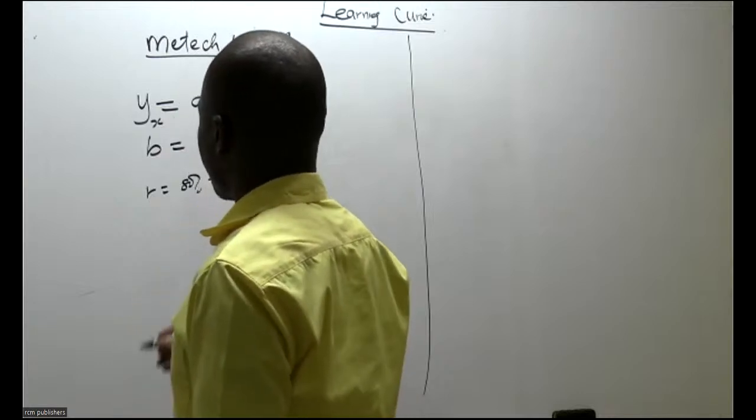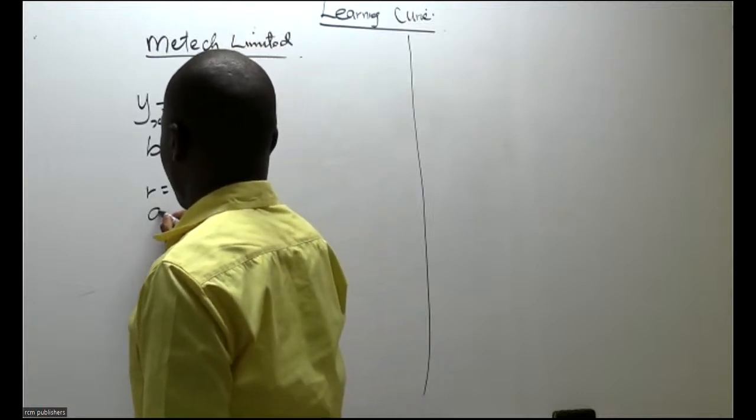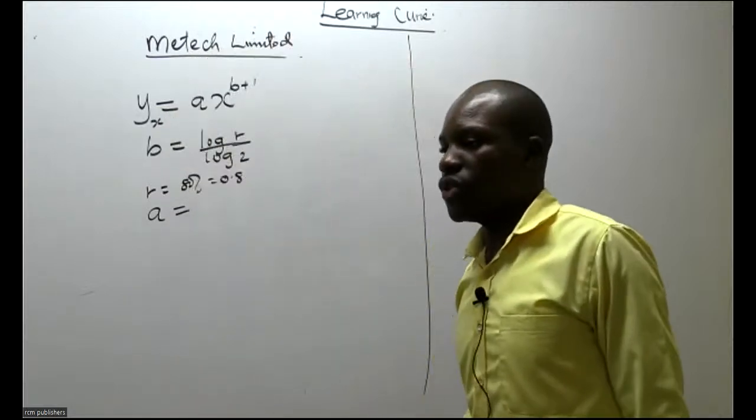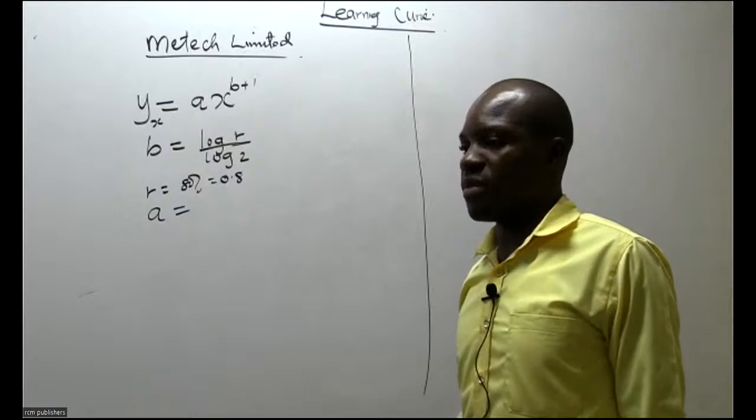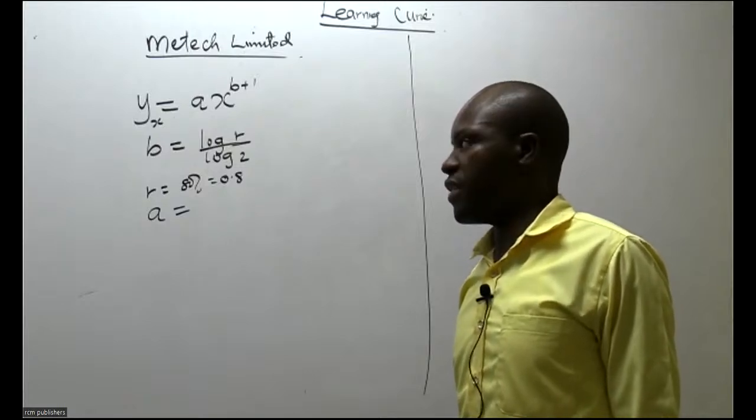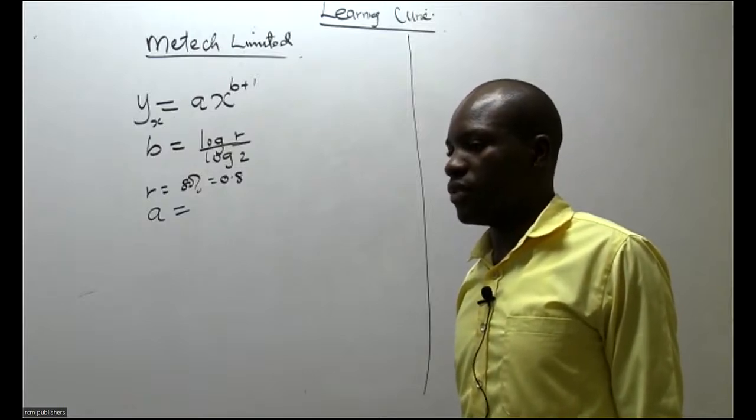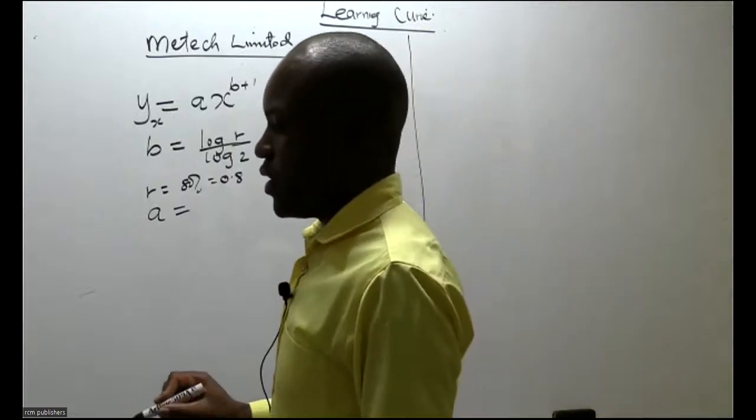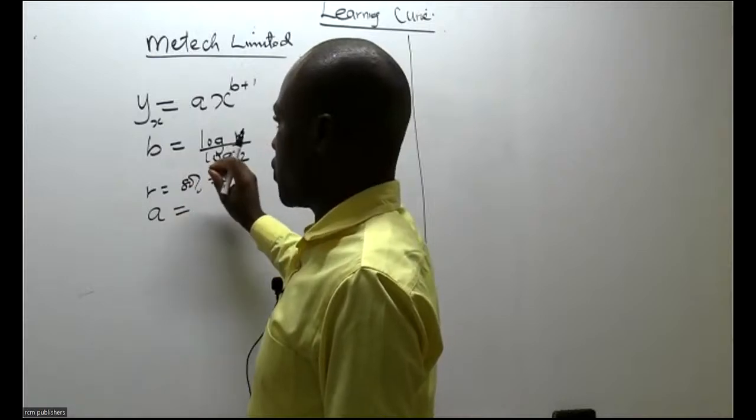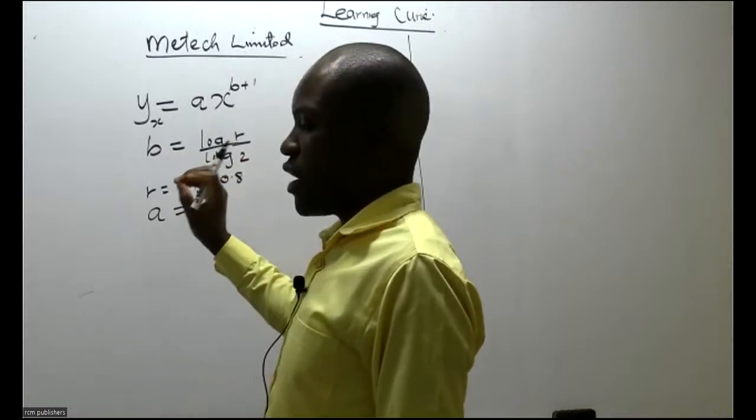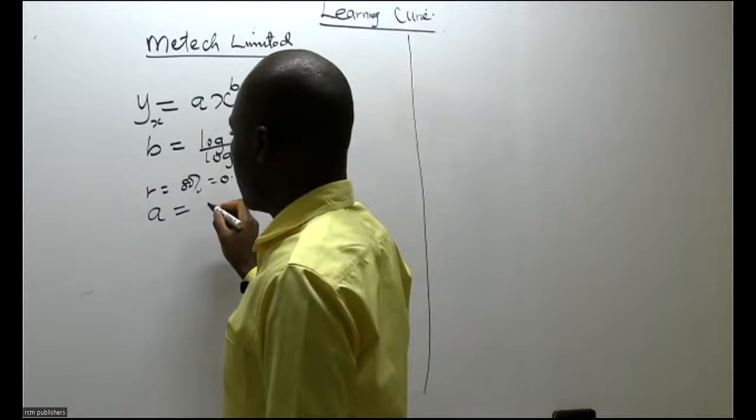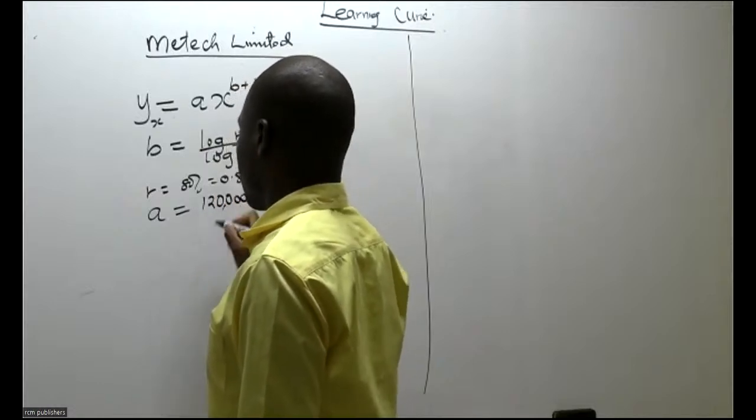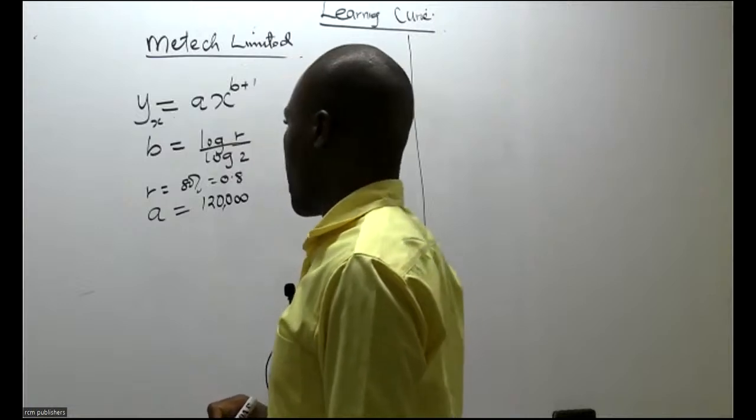Then have we been given x or a? I want you to help me to identify a, because with a, we'll be able to do something. Have we been given the value of a in the question? Yes, we have been given that the cost of labor for producing 1 unit, or the first batch, is equivalent to 120,000. That is what we have there.